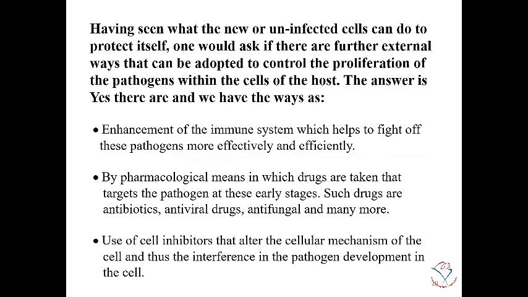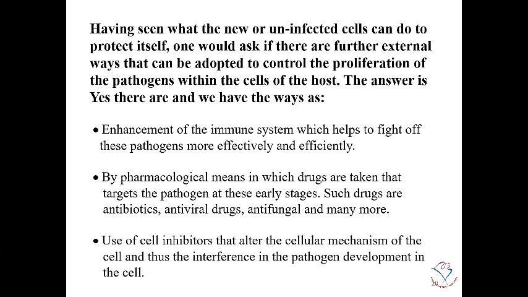So having seen what the new or uninfected cells can do to protect the cell, one would ask the question: outside the cell fighting for itself, protecting itself from these diseases, is it possible? We have other external ways in which we can externally help the cells to stop this disease from spreading within the cell and within the host, and thereby try to stop the disease in the first stage, even infecting anybody, before we talk about controlling it in the population. And we said, yes, there are.